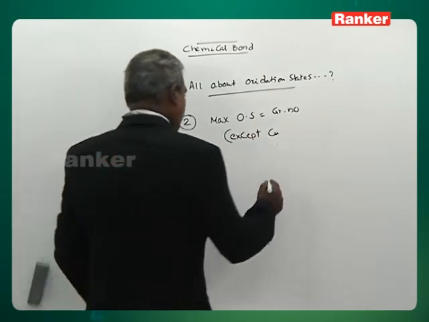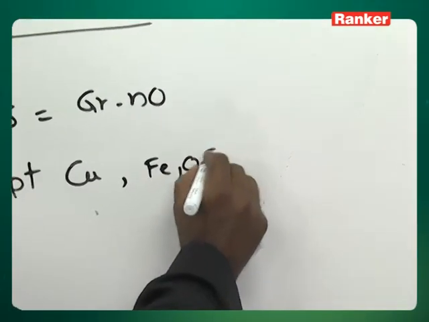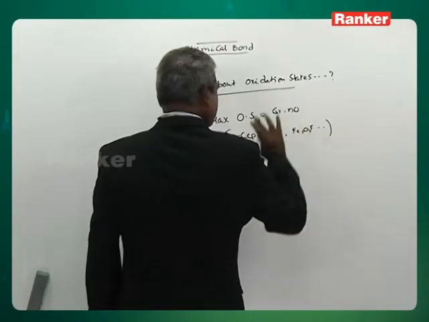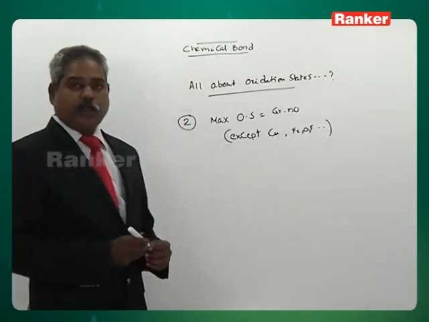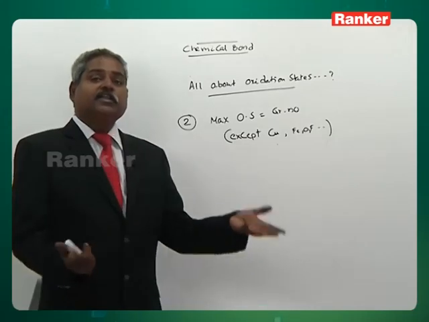So, to some extent, copper, iron, oxygen, fluorine, they are not much of an exception, because iron belongs to the 8th group, it is permitted to exhibit plus 8, but it doesn't exhibit.